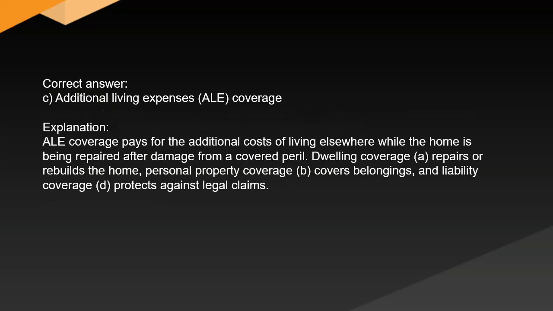Correct answer. C. Additional living expenses, ALE, coverage. Explanation. ALE coverage pays for the additional costs of living elsewhere while the home is being repaired after damage from a covered peril. Dwelling coverage (A) repairs or rebuilds the home. Personal property coverage (B) covers belongings. And liability coverage (D) protects against legal claims.